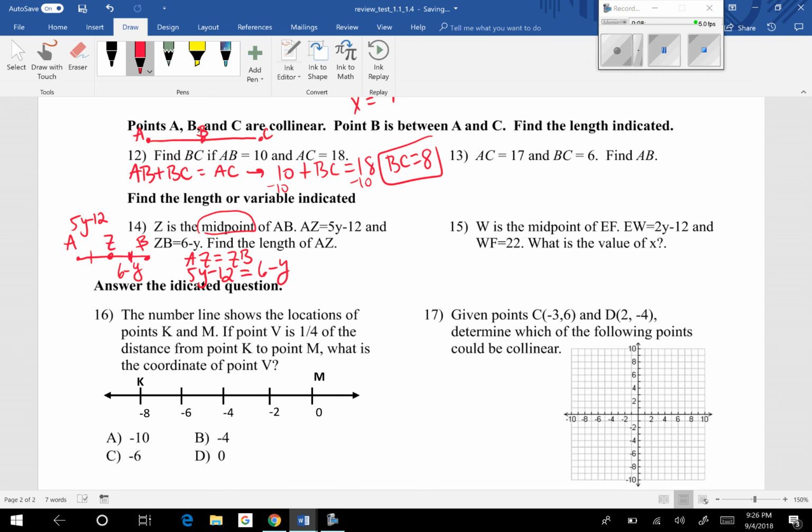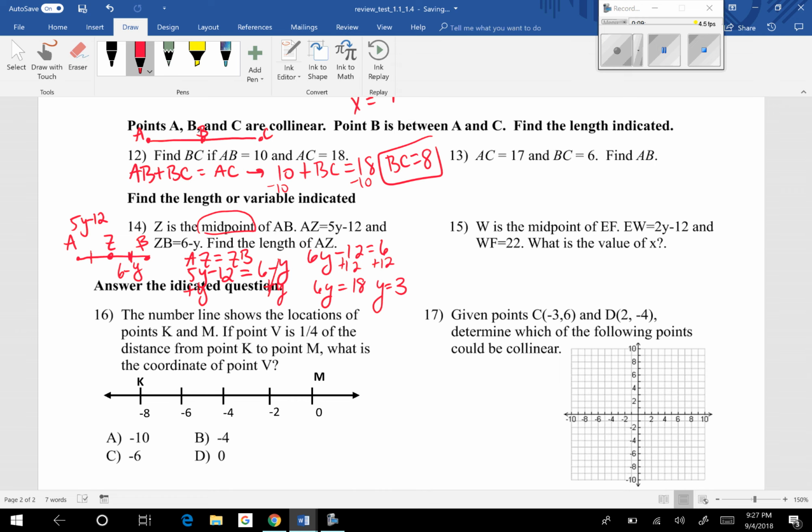And now we'll just simplify here. I'm going to add y to both sides to cancel that. So I got 6y now, because 5y plus y is 6y, minus 12 equals 6. So now add 12 and add 12. So 6y equals 18. So y is equal to 3.